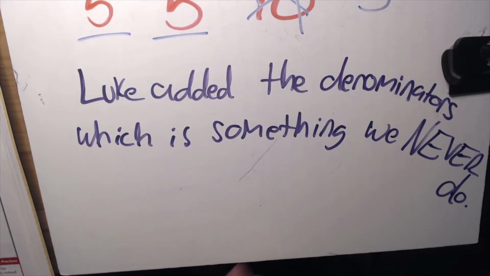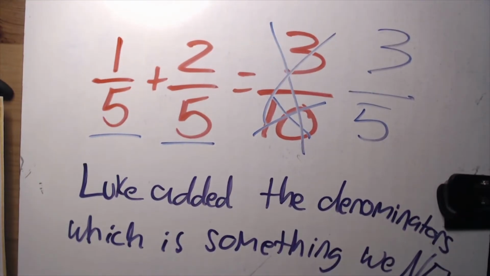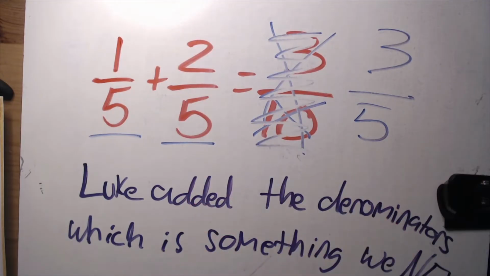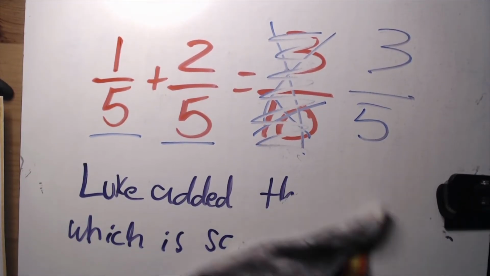So if we didn't add the denominators, we would end up with 3/5, which is the correct answer. 1/5 plus 2/5 equals 3/5, not 3/10. Make that disappear forever. Okay. Again, today's lesson is not going to be too long, so we're going to go ahead and move right into the next part. So flip your page, just like I'm about to.